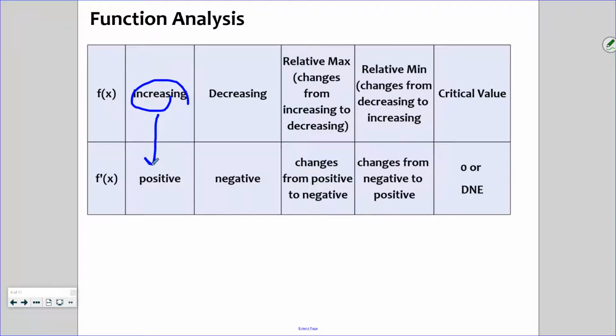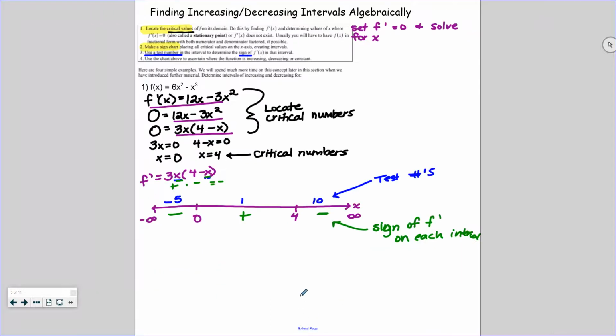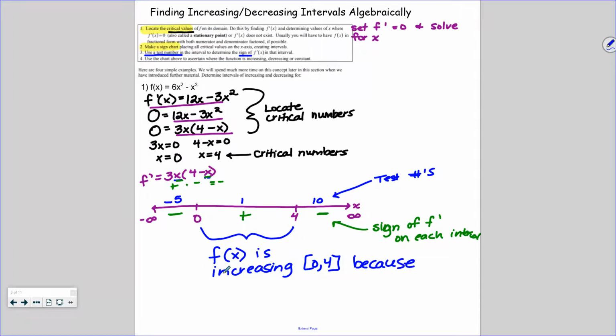And so I know that my function is increasing whenever f prime is positive. So I have a sign chart down here that shows me that f prime is positive right here. So if f prime is positive from 0 to 4, then I can say that f is increasing on the interval from 0 to 4 because that's where f prime is positive.